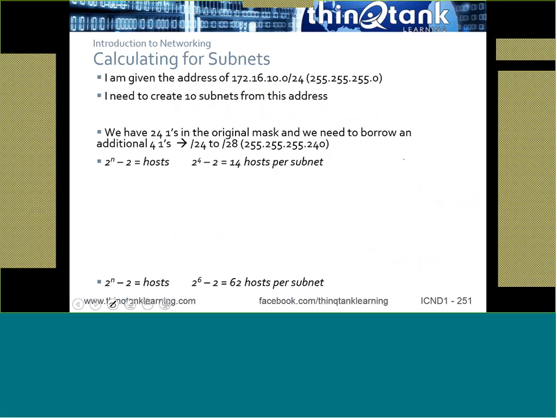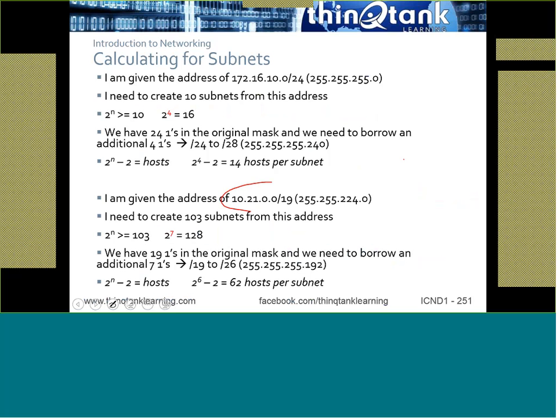I am given the address of 10.21.0.0/19. Already a subnet. We have this mask, 255.255.240.0. There's 8 ones plus 8 ones, that's 16 ones. I need 19, so there's 3 ones here, which is 128 plus 64 plus 32. That equals 224.